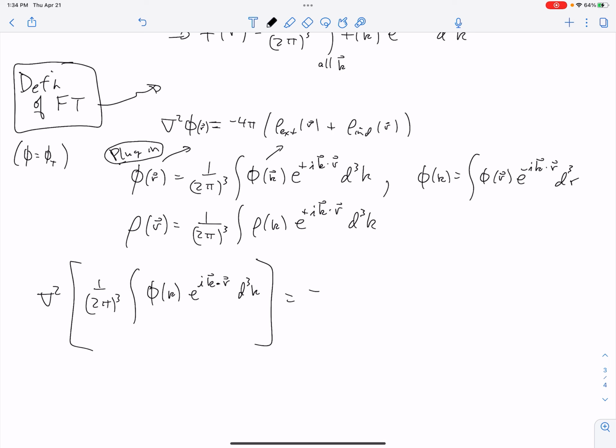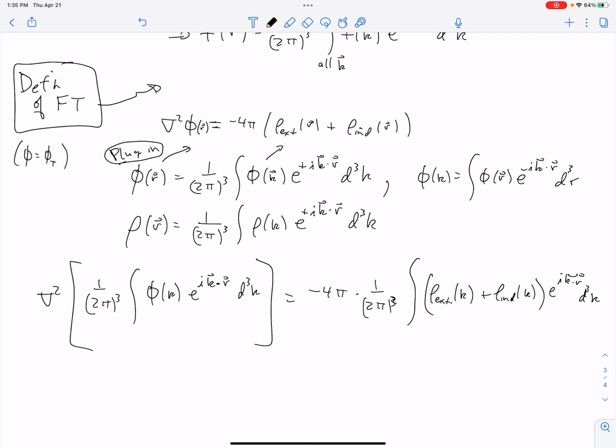is equal to negative 4 pi times 1 over 2 pi cubed integral of, I'll just do it like this, rho external of k, just to save some writing, plus rho induced of k, e to the I k dot r d cubed k. So now I've plugged the Fourier transforms into that differential equation.